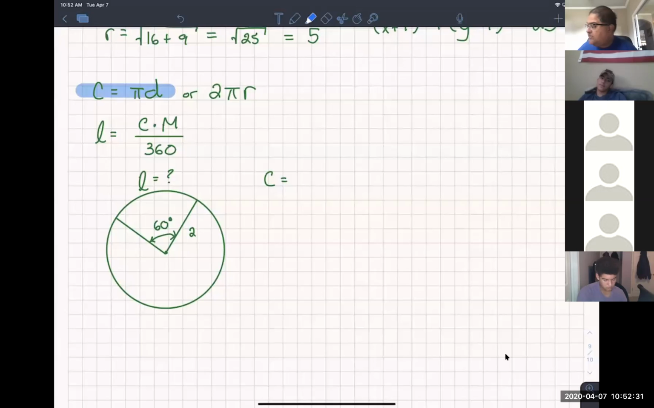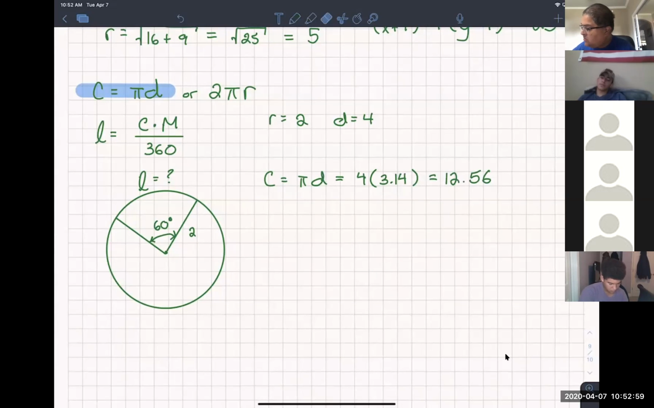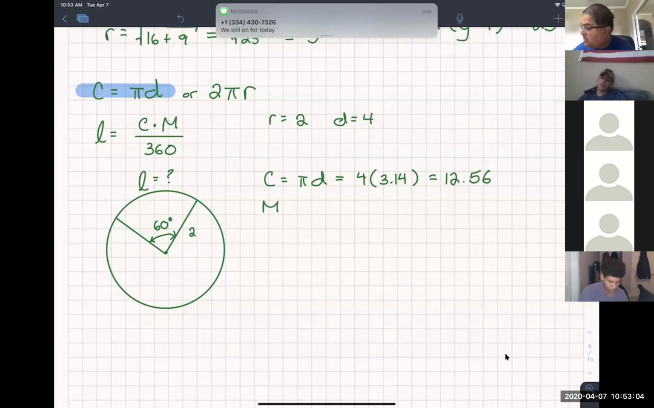Right. So if the radius is 2, what is the circumference? 12.56. Yeah, 12.56. And how'd you get it? Well, pi times 4. If the radius is 2, the diameter is 4. So the circumference is pi times the diameter, which is 4 times pi, which is 3.14, which is, like I said, 12.56. So if the circumference is 12.56, what do I know my arc measure is?